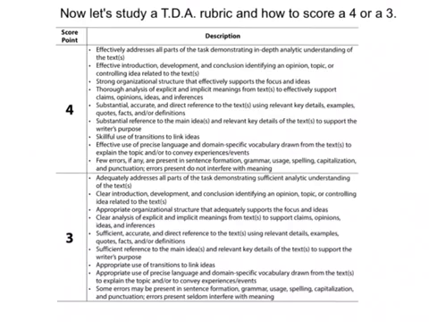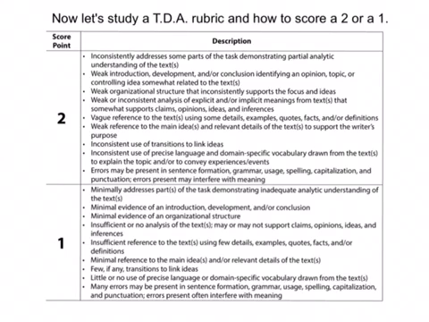Before starting the essay, students should study a TDA rubric and see how to score a 4 or a 3. Students should also be aware that there are scores even lower than a 4 or a 3. They should study this part of the rubric as well to see how they could score a 2 or a 1.